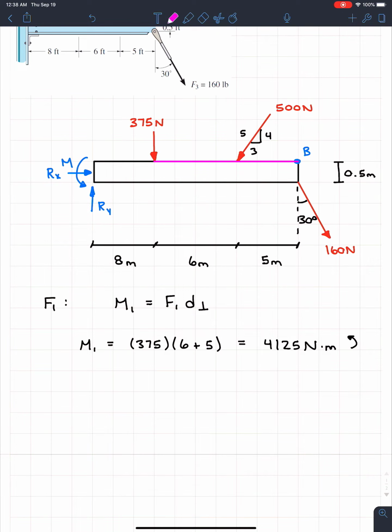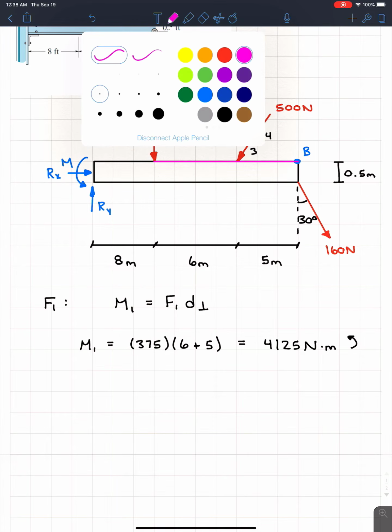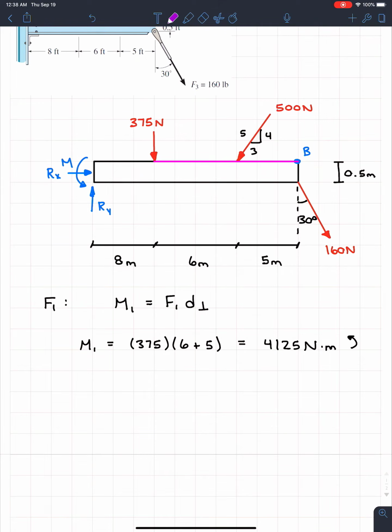So if we look here, we have a problem. The 375 was great because it was already at 90 degrees. But if we look at this angle right here, that's actually not 90 degrees. It's less than 90 degrees. So we can't use that distance of 5 meters. It just won't work. So what we're going to have to do is split this force, and I say forces because we'll have to do it for the next one too, into x and y components. So we know that this 500 newtons right here has an x and a y component.